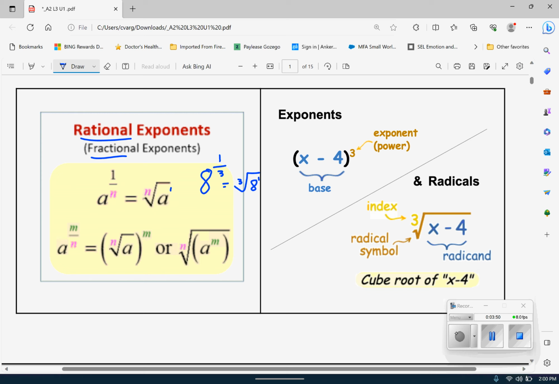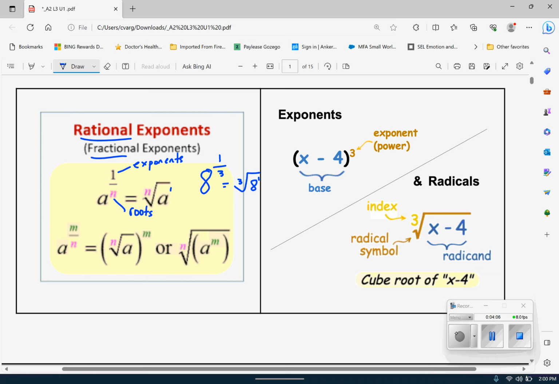So this is the way I remember it. The number on top, tops are exponents, and the numbers on the bottom are roots. So where do roots go? Roots go on the inside, and the exponents go on the top.